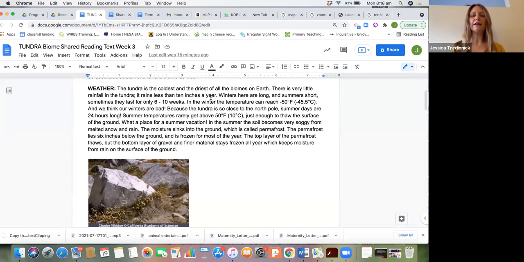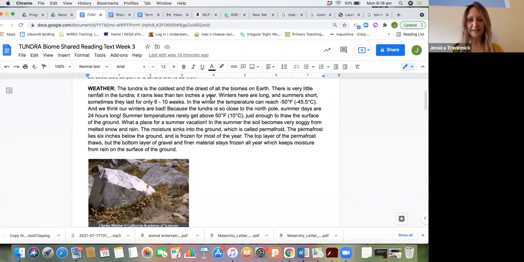Winters here are long and summers short. Sometimes they only last for 6 to 10 weeks. Oh, that's really interesting. Straight away, I don't want to live in a tundra. In the winter, the temperature can reach minus 50 degrees Fahrenheit, or in brackets, that's actually minus 45.5 degrees Celsius.